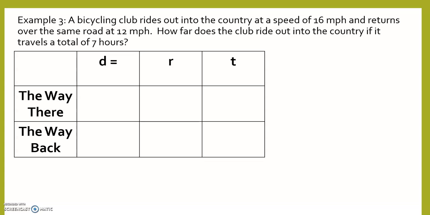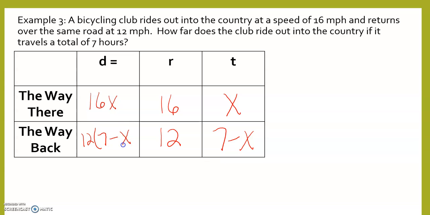We know the rate on the way there was 16 miles per hour, and on the way back it was 12 miles per hour. We know that the total time is 7 hours. So we'll say that the way there is x, and the way back is going to be 7 minus x. Multiply to find our distances, 16x, and 12 times 7 minus x.